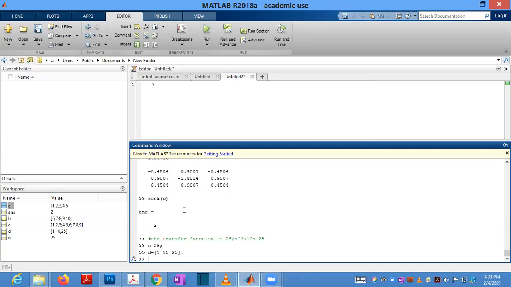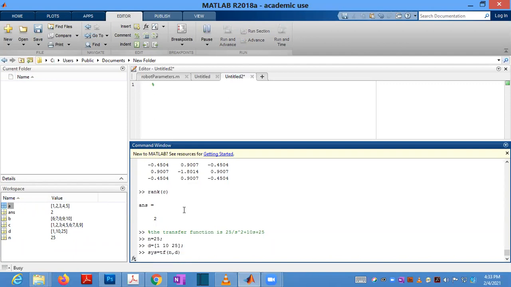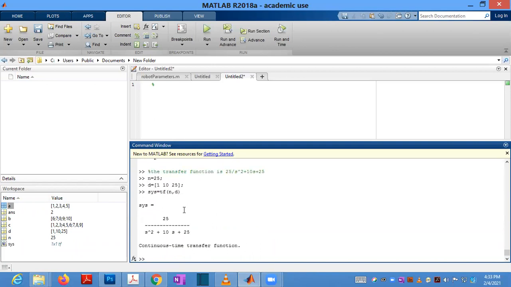And the variable sys I am using for the system; you can use any variable. tf is the command for transfer function, tf of n comma d. This n is defined and d is defined. Then you will get the transfer function as 25 upon s square plus 10s plus 25. So sys is the variable I have taken for this plant, and I have entered the numerator value and denominator value. So you will get it like this.